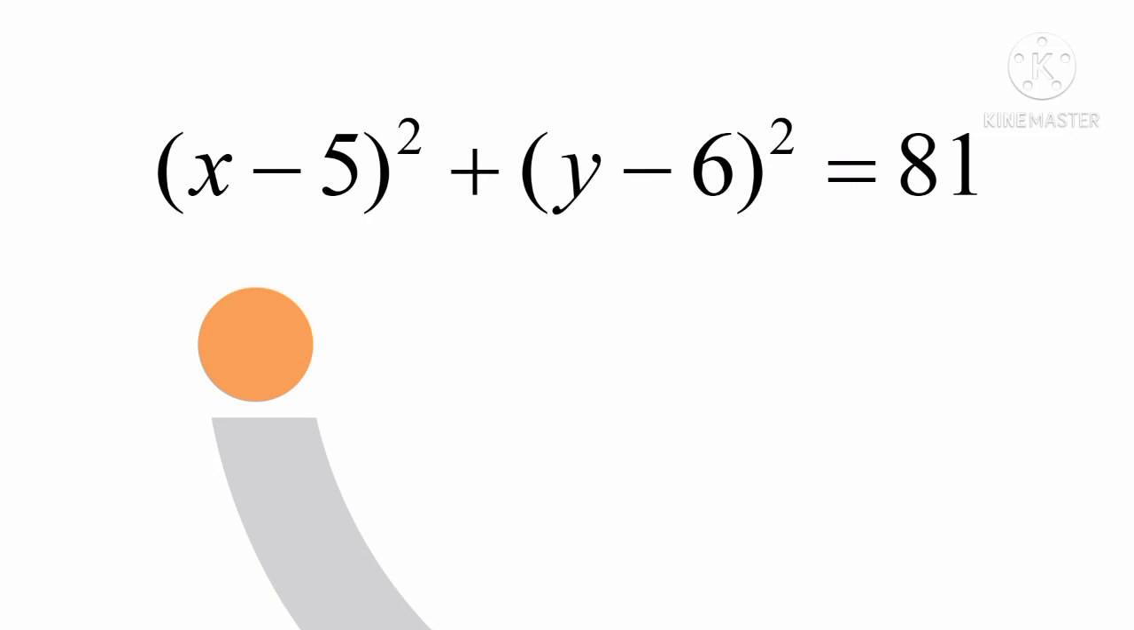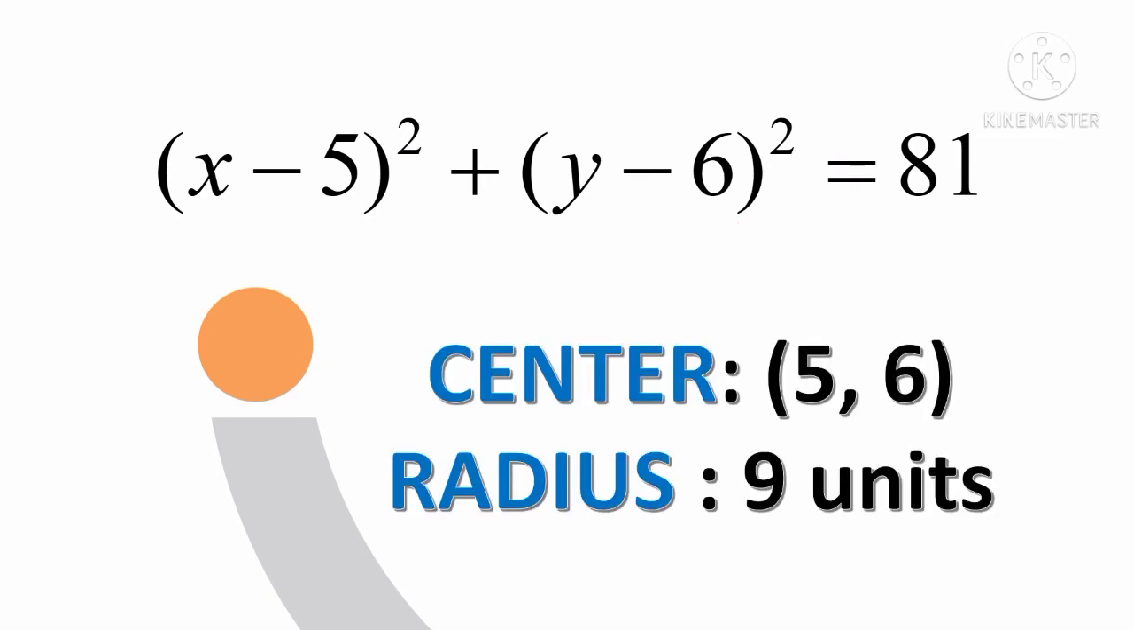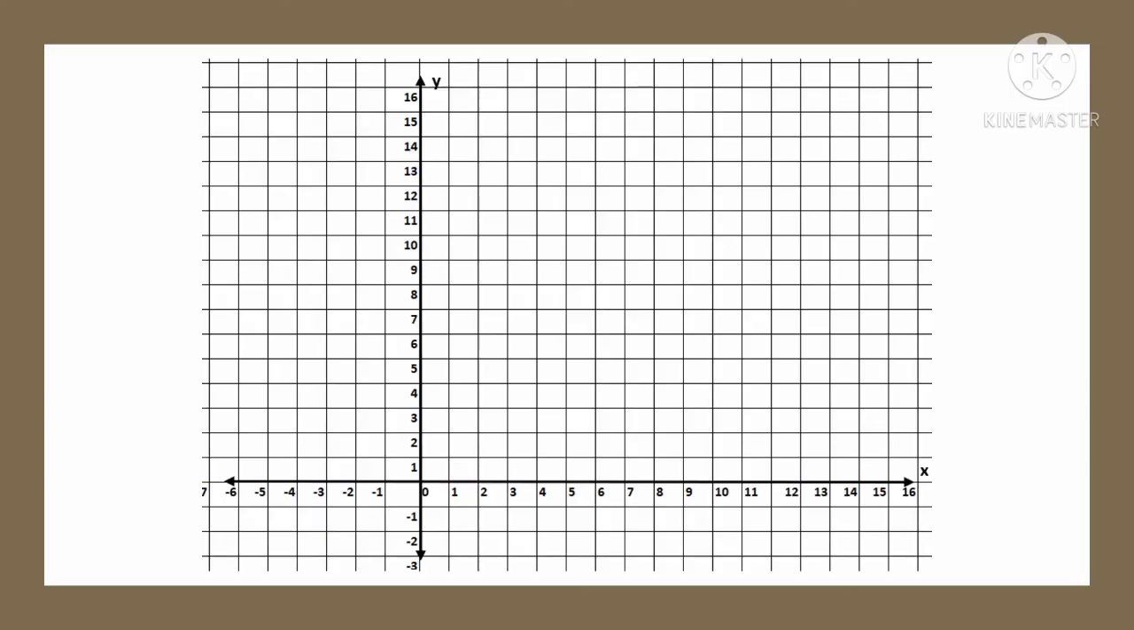The center is at (h, k), and the radius of the circle is r. In the given equation, h is equal to 5, k is equal to 6, and the radius is equal to 9 units. To graph the equation of the circle, since we already have the center, which is (5, 6), and both are positive, our center is in the first quadrant.